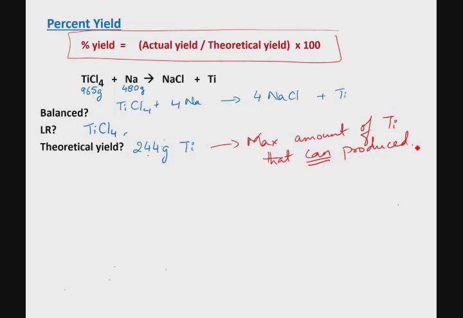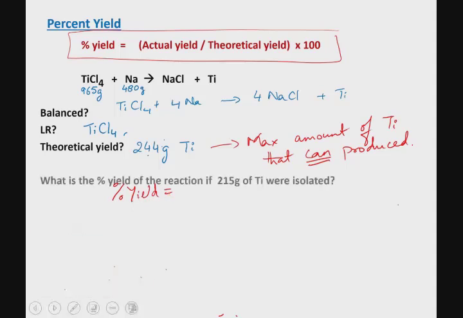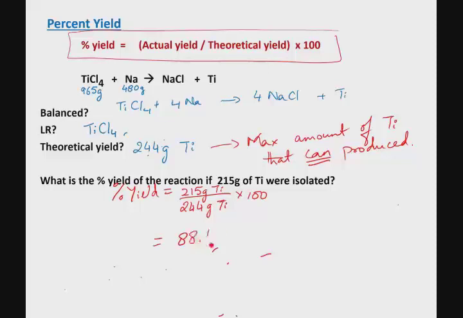So in order to calculate, therefore, the percent yield, that is actual yield divided by theoretical yield times 100. Now in this question, the actual yield is given to us as 215 grams of titanium was produced out of possible 244 grams of titanium. Therefore, that ends up being 88.1% yield of titanium rounded to 3 significant figures.